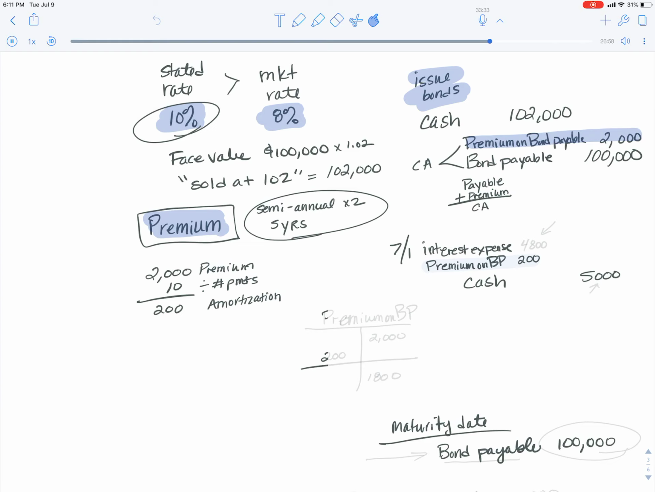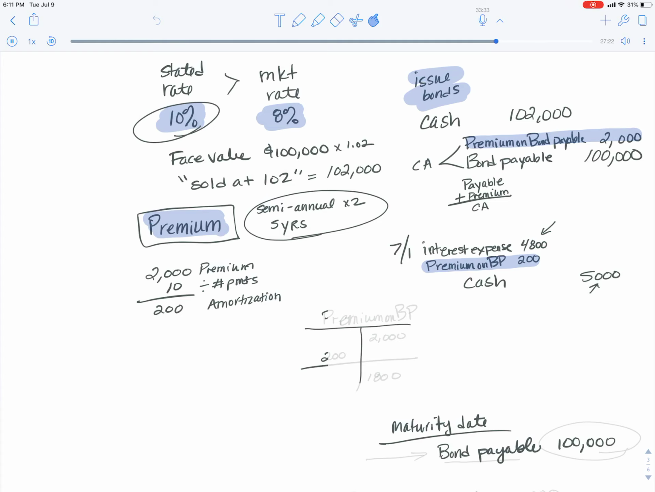That's where it's supposed to go. It's normally a credit for premiums. To remove it, you're going to debit that account. So that makes your interest expense go down, less than the payment. So in this scenario, premiums reduce your interest expense, don't they, by the amortization amount.